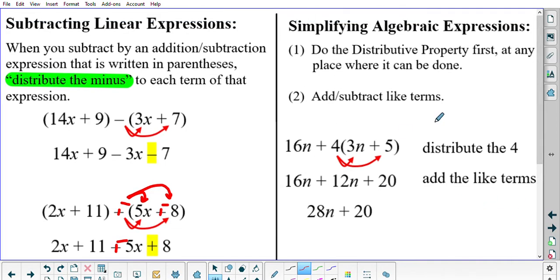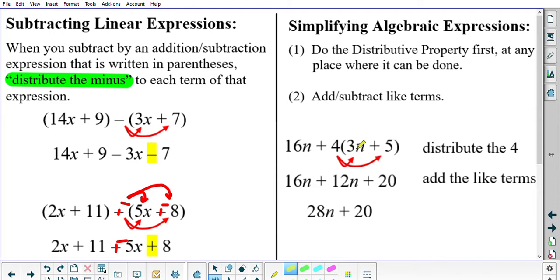All right. Last thing on this page is a review on simplifying algebraic expressions. This is kind of a review of what we were talking about at the top of the page, but putting it together. What you would need to do is use the distributive property first at any place where it could be done. Again, we're looking for a multiplier being multiplied in parentheses with addition or subtraction inside of the parentheses. After you do the distributive property, then step 2, you would add or subtract the like terms together. A lot of kids want to skip step 1 and want to go straight to adding like terms. You cannot do that. You have to do the distributive property first.